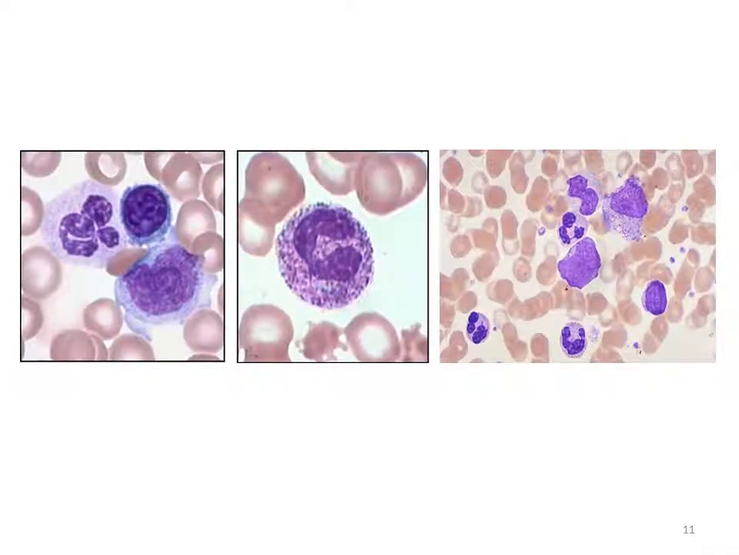Finally, under the mid-power or 50-power objective, look for toxic changes in immature white blood cells. The slide to the left represents normal white blood cells. The center slide represents toxic changes to a neutrophil, and the slide to the right represents immature or young white blood cells.